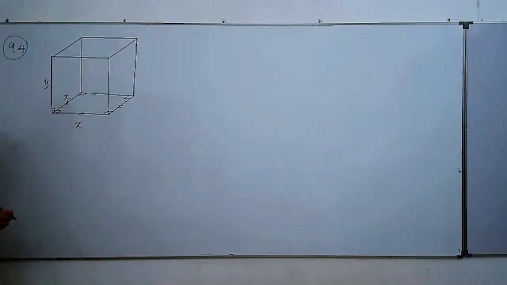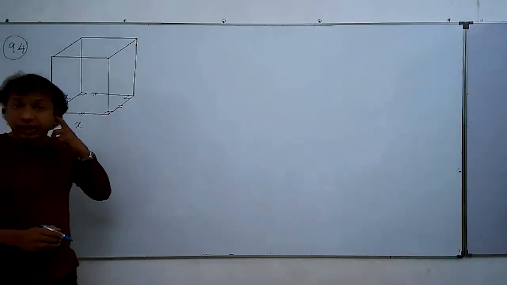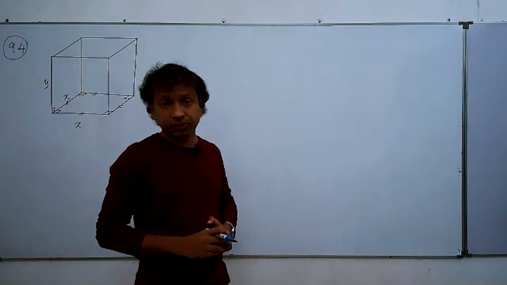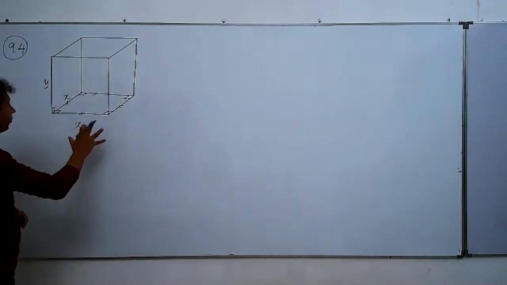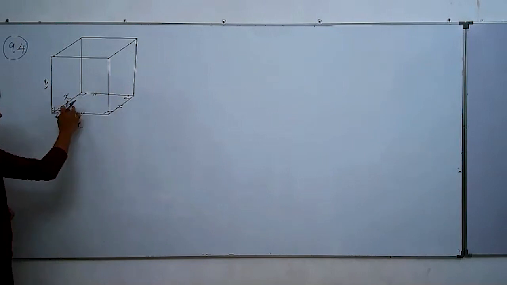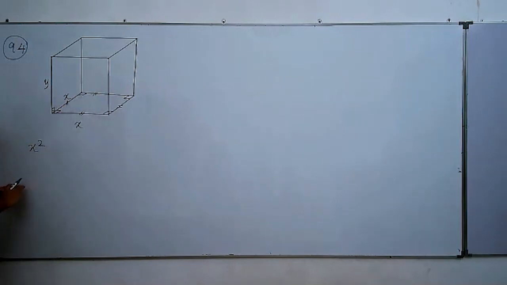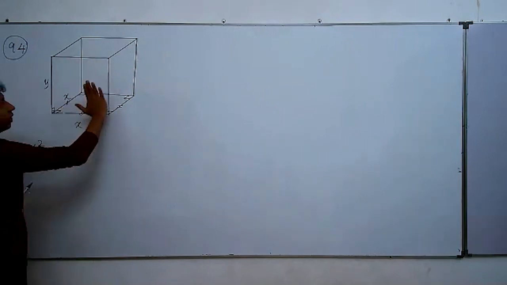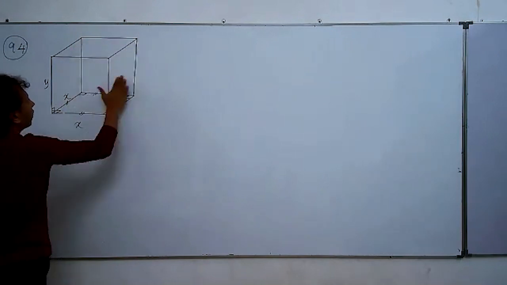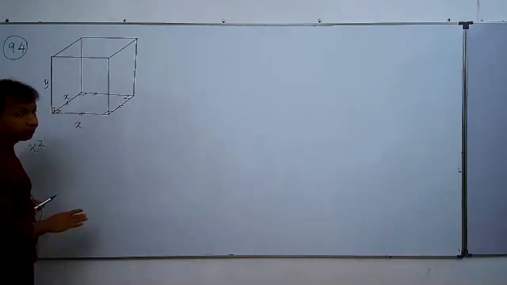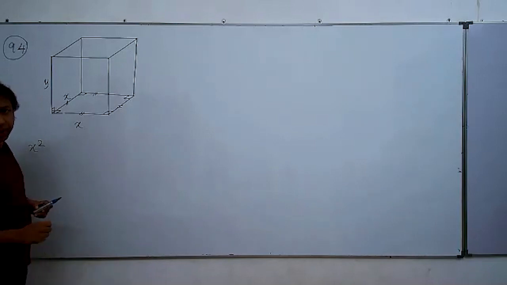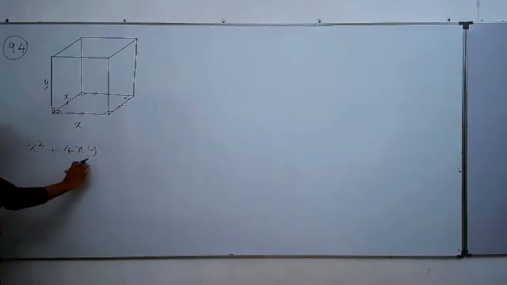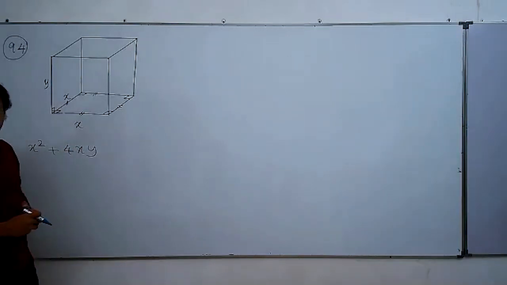Right. Then first we can write the total area of the box. The base, length into breadth, is x squared. One side is x times y, so this is xy. Similarly, this part is xy, and this part is xy. There are four sides with area xy, so 4xy. Then the total area of the box is this.